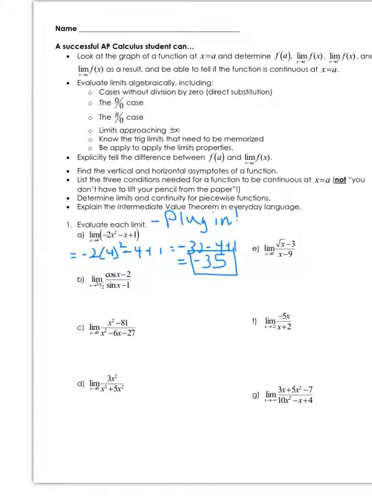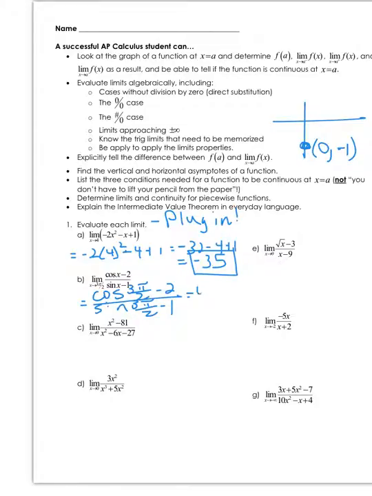All right, so on this one, we're going to plug in 3 pi over 2. And so that's going to be cosine of 3 pi over 2 minus 2 over sine of 3 pi over 2 minus 1. The cosine and sine of 3 pi over 2, that's down here, so 0, negative 1. So cosine is 0 and sine is negative 1. So 0 minus 2 over negative 1 minus 1 ends up being negative 2 over negative 2. So the limit is just 1.